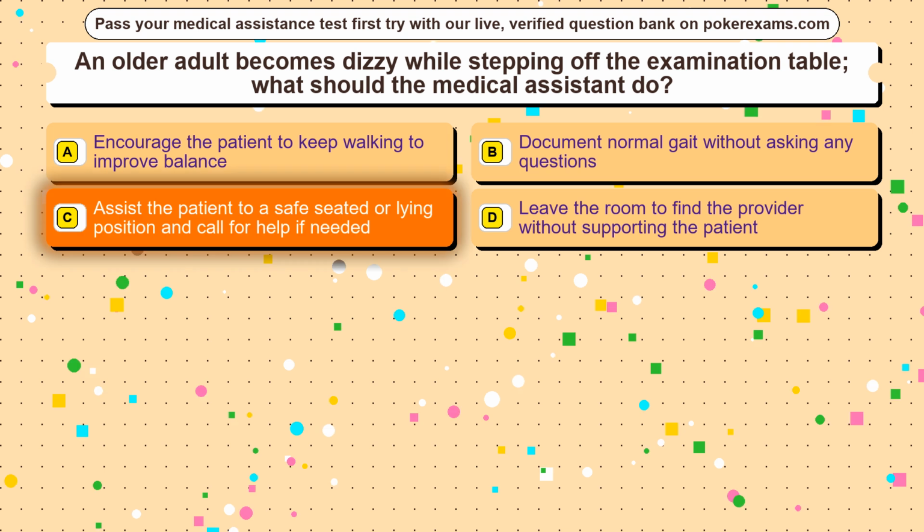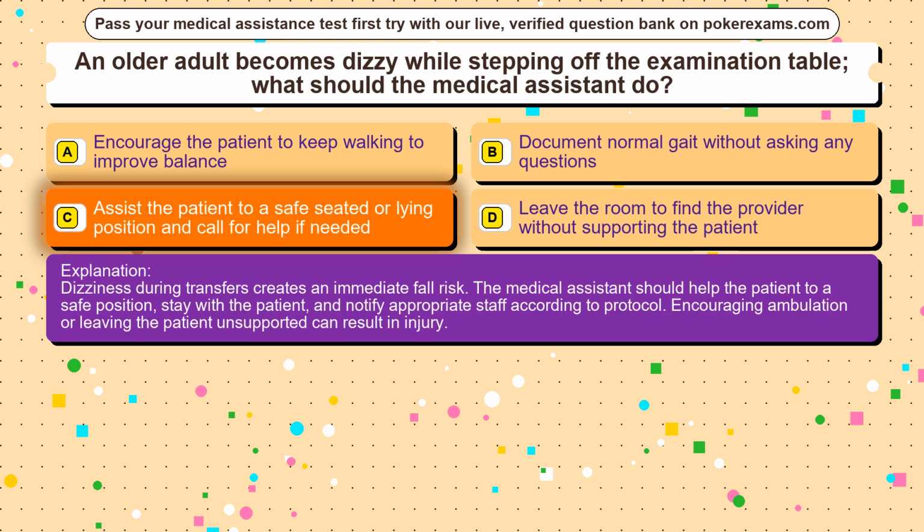The correct answer is option C. Assist the patient to a safe seated or lying position and call for help if needed. Dizziness during transfers creates an immediate fall risk. The medical assistant should help the patient to a safe position, stay with the patient, and notify appropriate staff according to protocol. Encouraging ambulation or leaving the patient unsupported can result in injury.